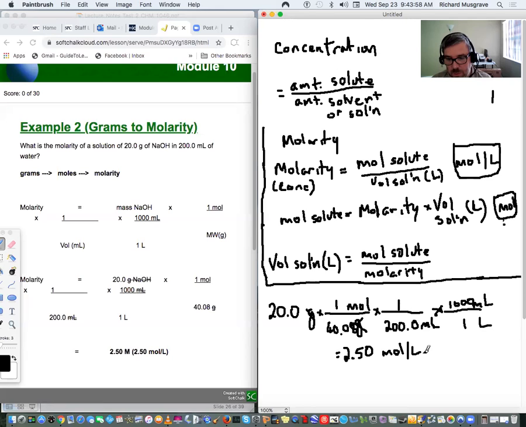Or if you don't want to use moles per liter, you can use big M, but it has to be big M, not little m, big M.